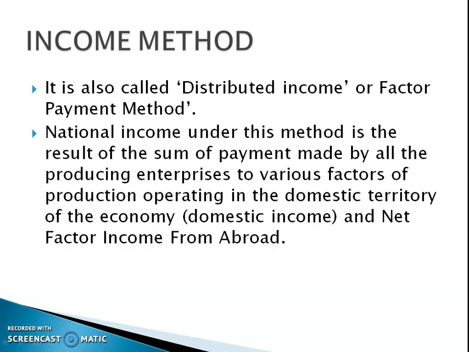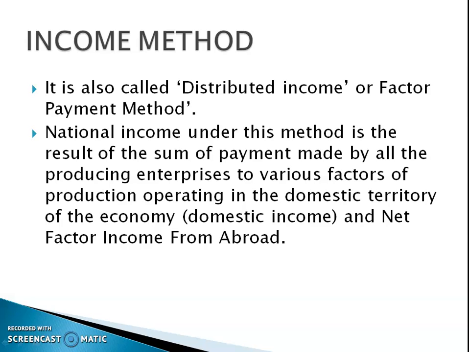As we know, there are four factors of production. What are they? Yes, land, labor, capital and entrepreneurship. As per the income method, national income is estimated in terms of factor payments made to owners of factors of production in the form of rent, wage, interest and profit.